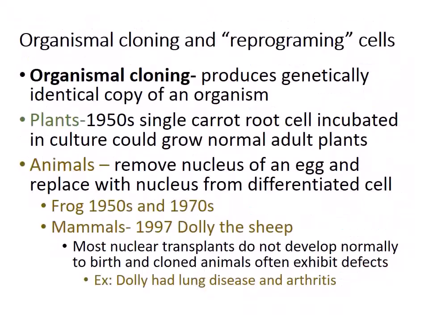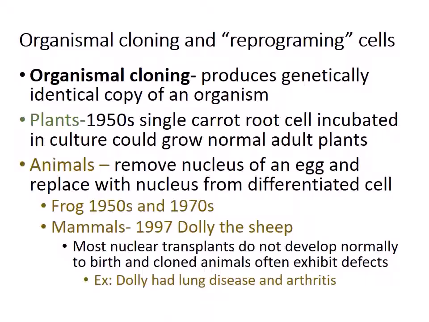So cells can actually be reprogrammed and whole organisms can be cloned. Organismal cloning produces genetically identical copies of an organism. In plants, it's relatively easy to do this. If you've ever taken a cutting of a plant, put it in water, and got roots on it, you've cloned a plant. So congratulations. In the 1950s, they even cloned a carrot from a single carrot root cell, and that could grow normal adult plants. So plants are relatively easy to clone.